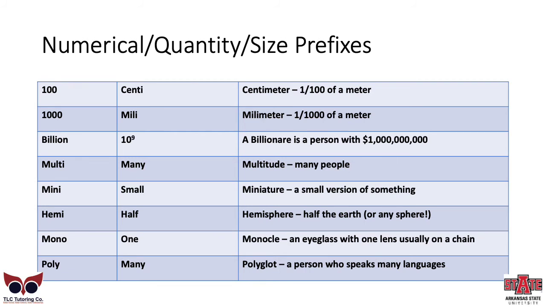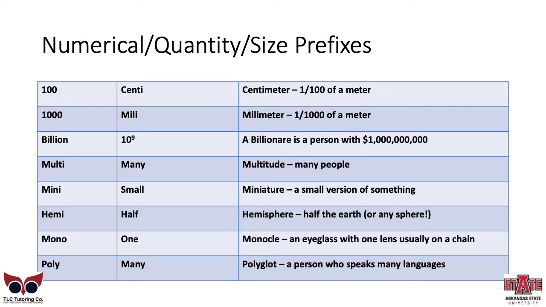100. Centi. A centimeter is 1/100th of a meter. 1000. Milli. A millimeter is 1/1000th of a meter. Billion is 10 to the 9th power. A billionaire is a person with $1 billion.